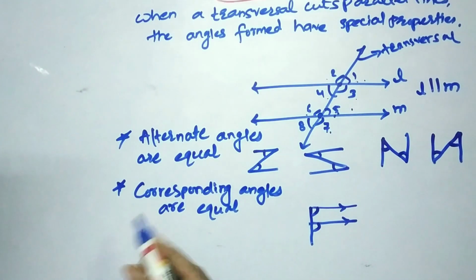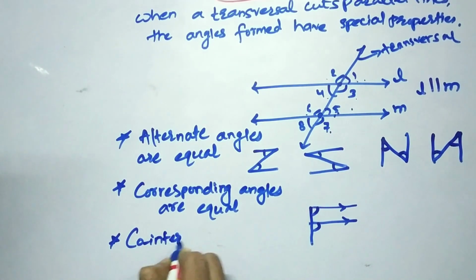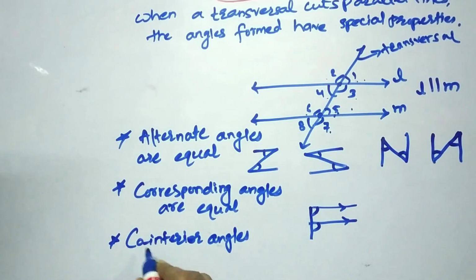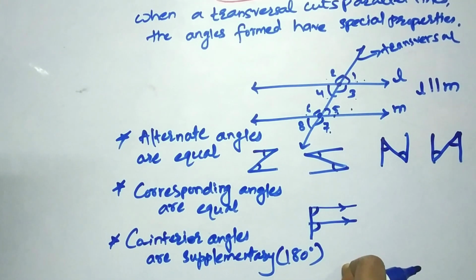So friends, the next property is co-interior angles. What about co-interior angles? They are supplementary. Supplementary means their addition is going to be 180 degrees, meaning a pair of angles whose sum of measures gives 180, we call supplementary.